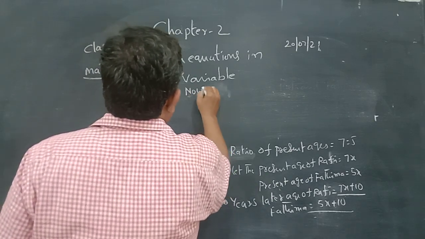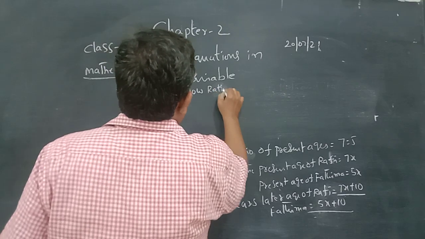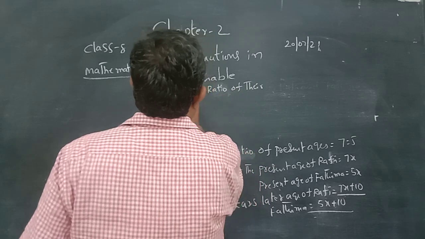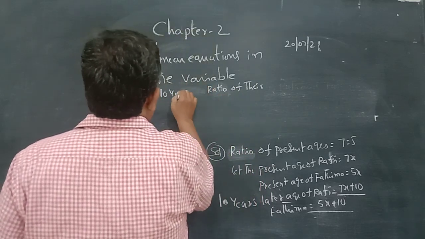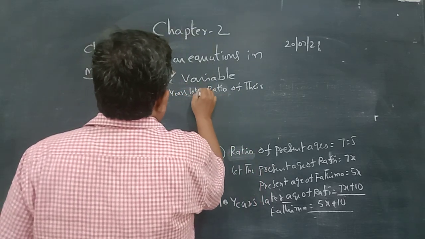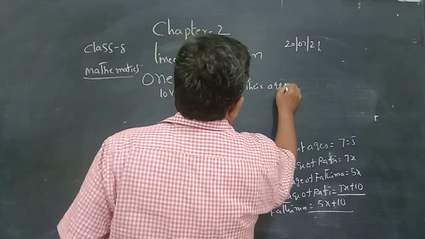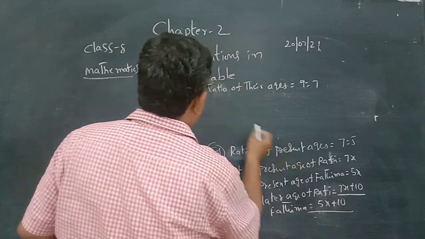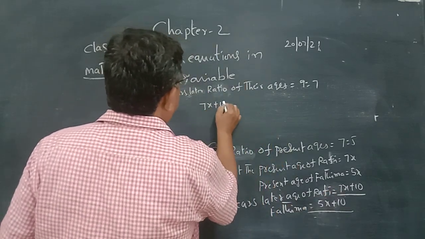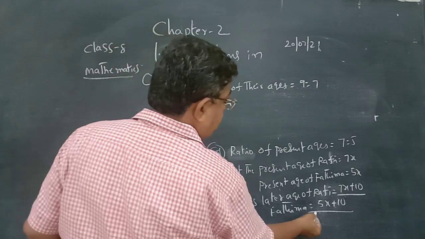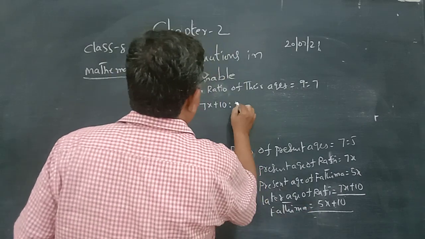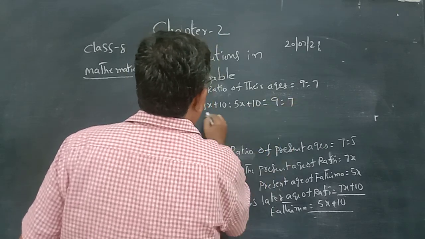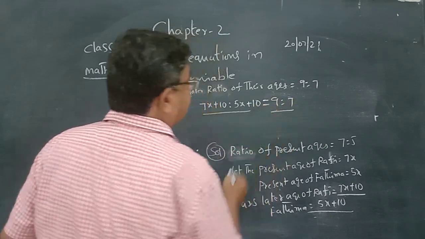Now ratio of their ages 10 years later. 10 years later, ratio of their ages is equal to 9:7. So what is the age of Rafi 10 years later? 7x plus 10 is to. What is the age of Fatima? 5x plus 10. Ratio of these two is equal to 9:7. Now you have two ratios. We learnt ratios in the 7th class.